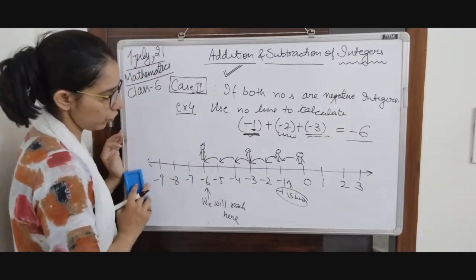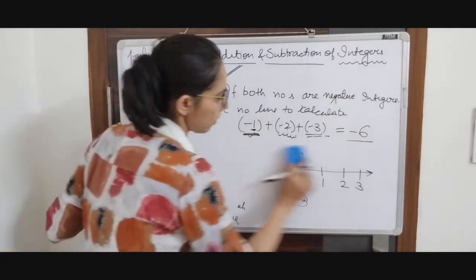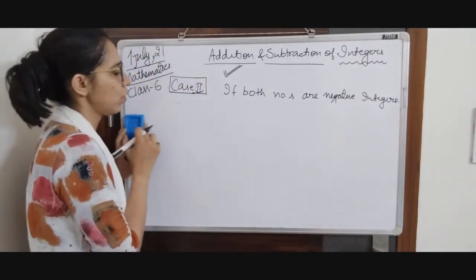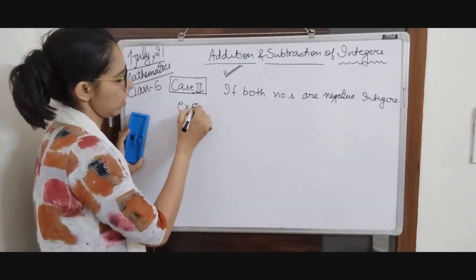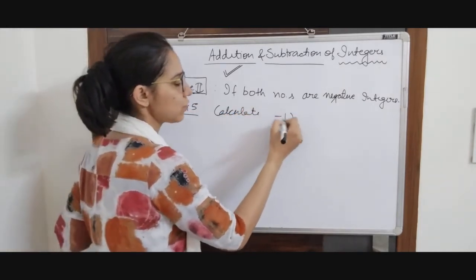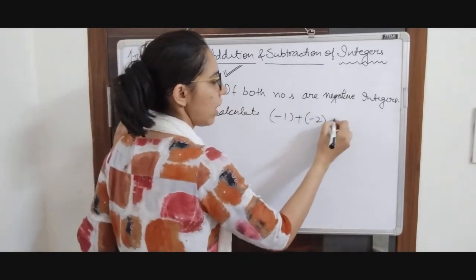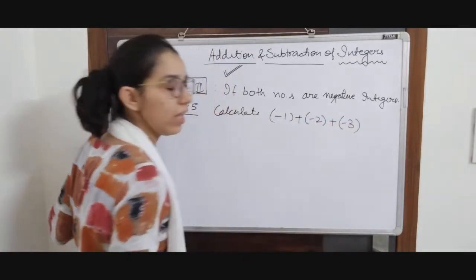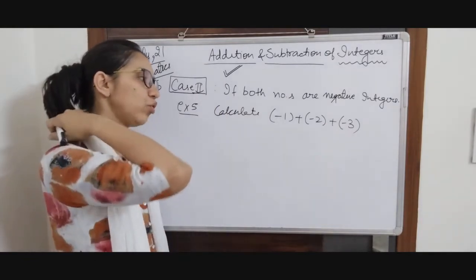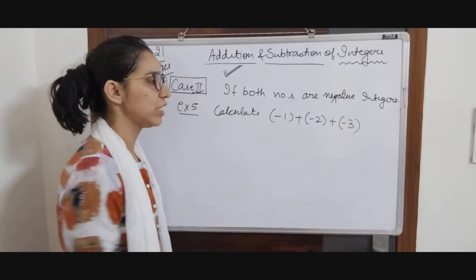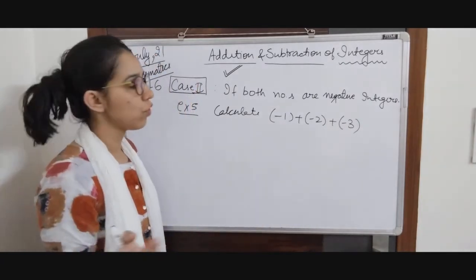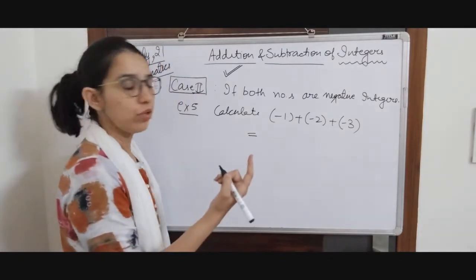This is how we are doing it using the number line. Suppose now I want to calculate -1, -2, -3, but without using the number line. So what I will do, there are 2 methods. First one is, because all the numbers are negative. If all numbers are negative, what you will do, you will add them.